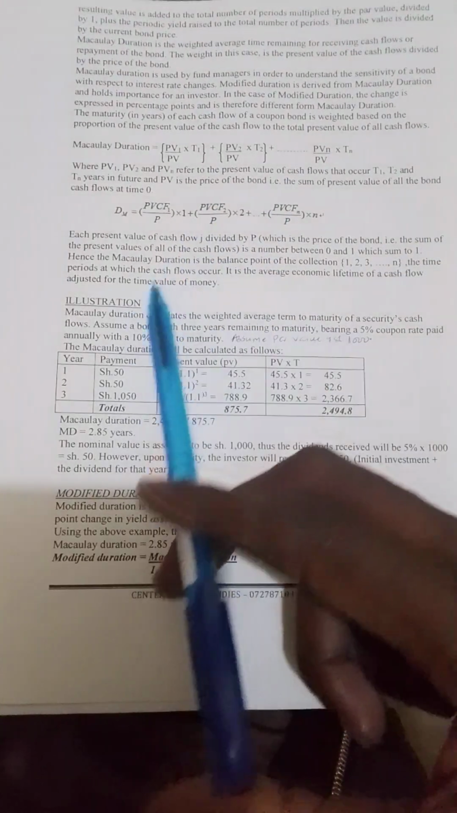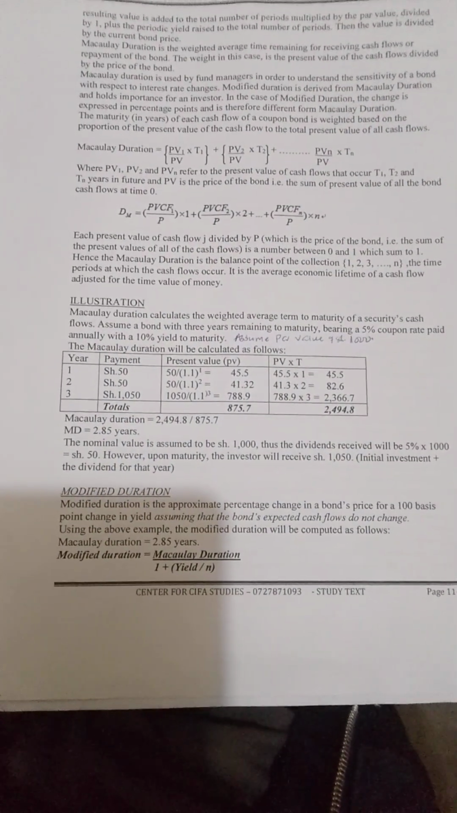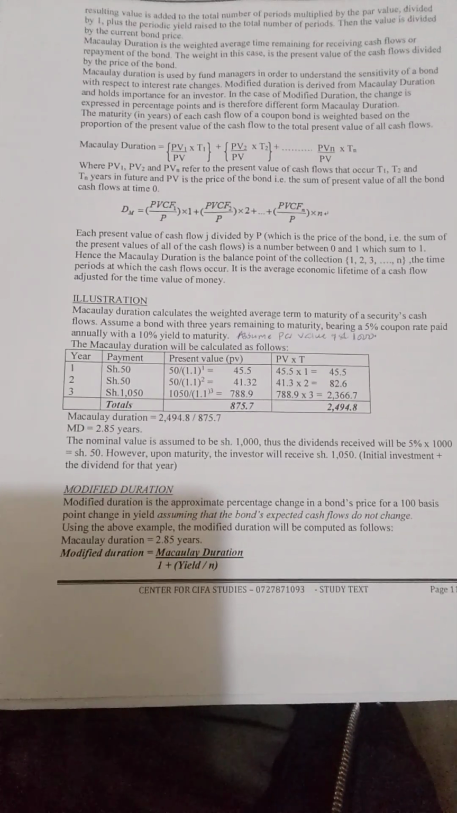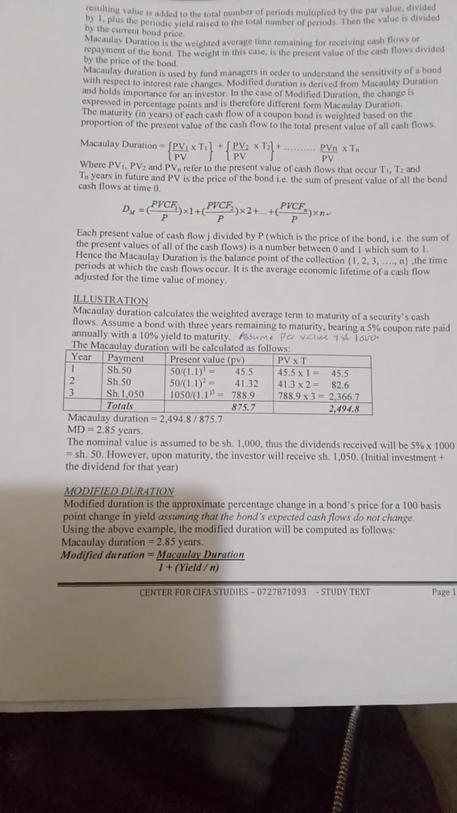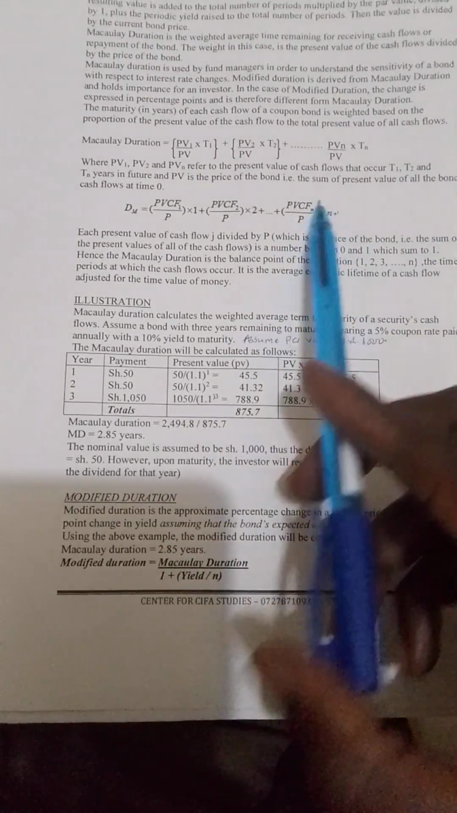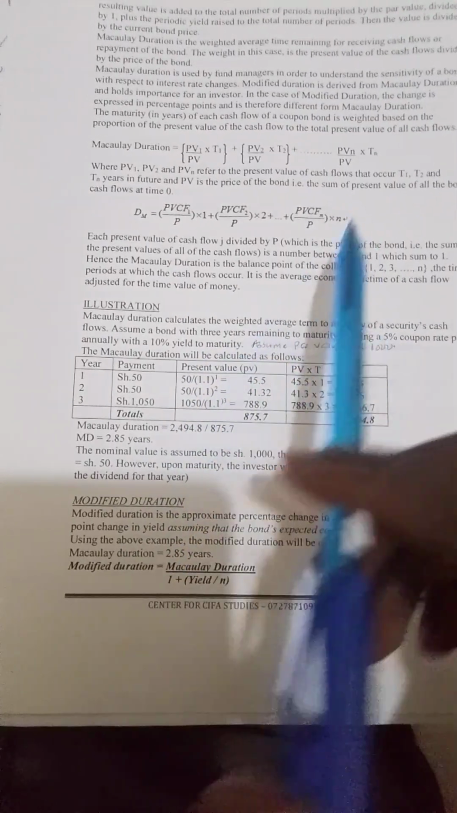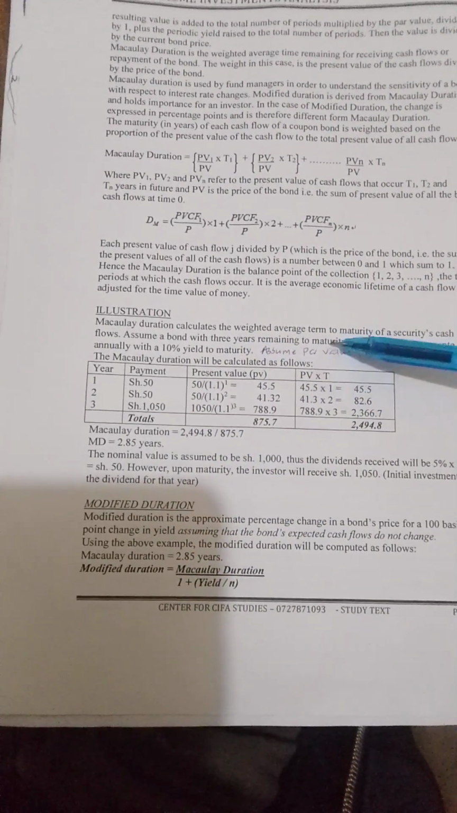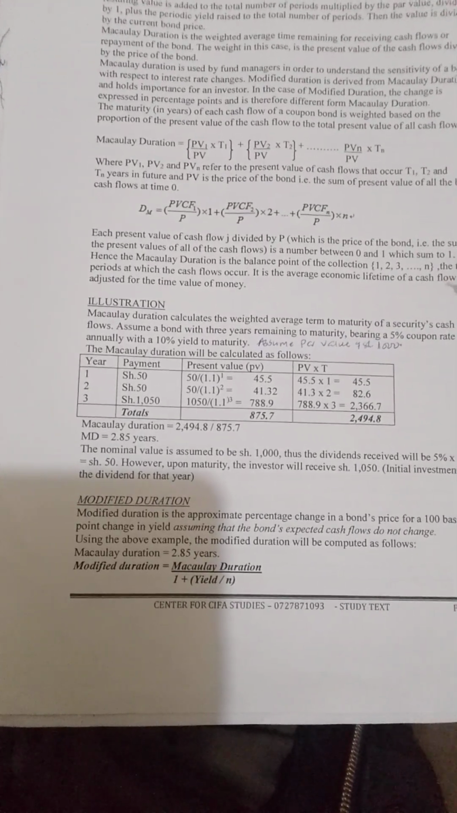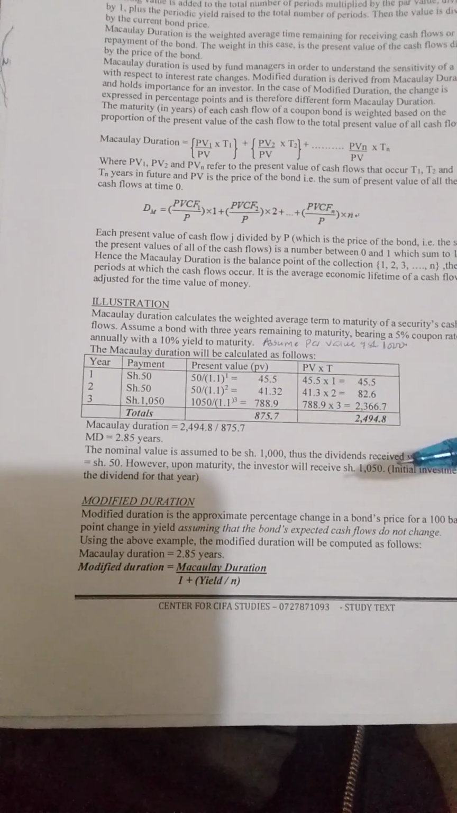An example here. So our example starts from here. Assume a bond with 3 years remaining to maturity, bearing a 5% coupon rate, paid annually, with a 10% yield to maturity. Now I've said here, because in this illustration we are not given the par value of this particular bond, we assume that the par value is shillings 1,000. So calculate the Macaulay duration.